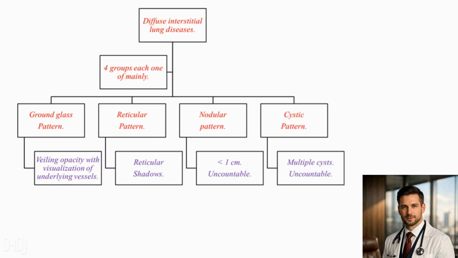Diffuse parenchymal lung diseases can be classified into four groups. Ground glass pattern, which is characterized by veiling opacity with visualization of underlying vessels. Second type is reticular pattern, which shows fine reticular shadows. The third one is nodular pattern, in which nodules are less than 1 cm and uncountable. Finally, cystic pattern, which is formed from multiple uncountable cysts.